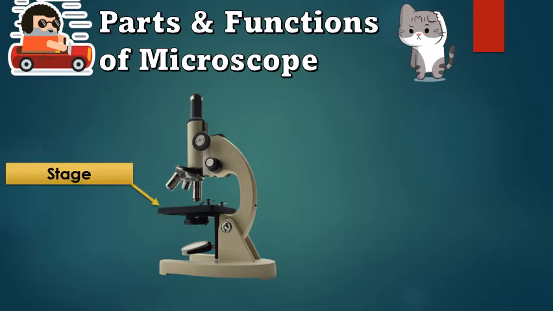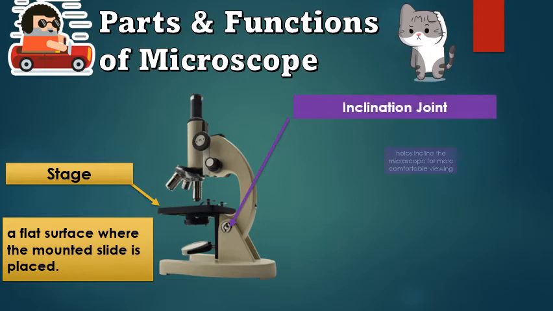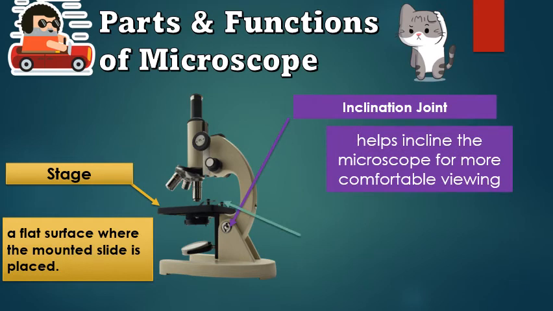The next one is the stage. A stage is a flat surface where the mounted slide is placed. Then we have the inclination joint. It helps us to incline the microscope for more comfortable viewing, depending on the position that you are comfortable with while observing our specimen.